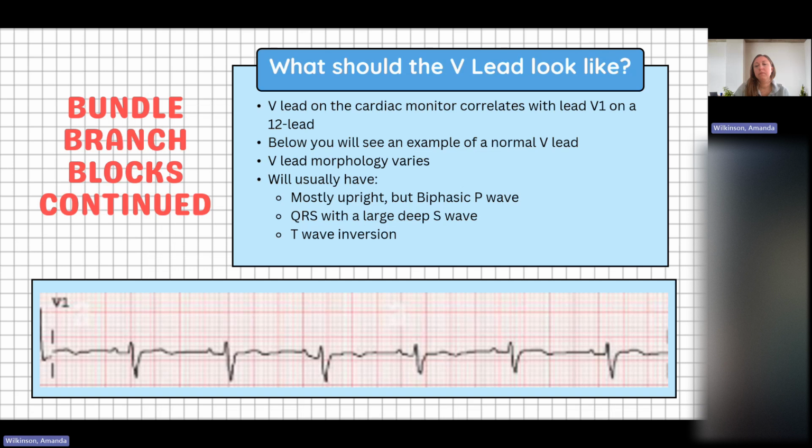V1 can vary slightly from person to person, but generally you'll see a biphasic P wave, mostly upright, a QRS complex with a large deep S wave, and a T wave that's inverted, which is normal in this lead. So this is your baseline, what a typical V lead should look like during continuous monitoring. The key is to get familiar with this appearance. So when you see a change in the QRS shape, especially widening or unusual patterns, you'll know it may be a bundle branch block or another ventricular conduction issue.